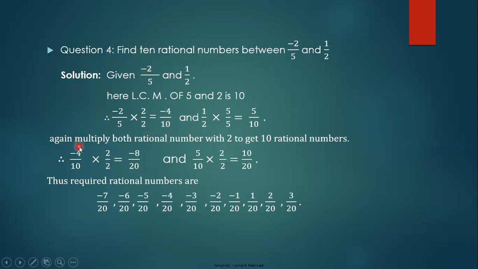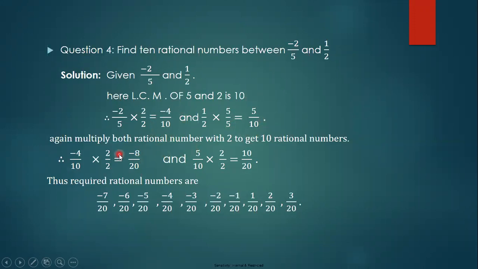So again, what you have to do? Again, you multiply both numerator and denominator with a number. You can multiply 2, 3, 4, 5, depending. But here since I require only two more rational numbers, I multiply 2. If you multiply 1, it remains the same. So next number I can multiply as 2. So again I multiply this number minus 4 by 10 with 2 by 2. Both the rational numbers I'll write by multiplying numerator and denominator with 2 to get 10 rational numbers, because in between these two I'm not getting 10 rational numbers.